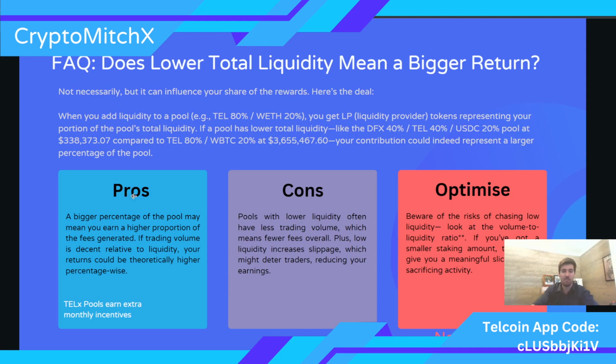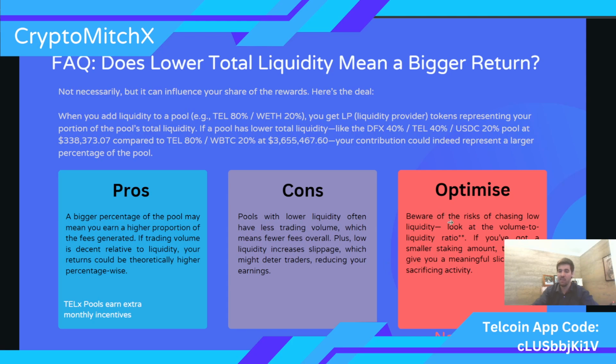That'll be interesting. So pros: a bigger percentage of the pool may mean you earn a higher proportion of the fees generated. If trading volume is decent relative to liquidity, your returns could be higher, theoretically. Cons: pools with lower liquidity often have less trading volume, which means fewer fees overall, plus low liquidity slippage, which might deter traders, reducing your earnings.